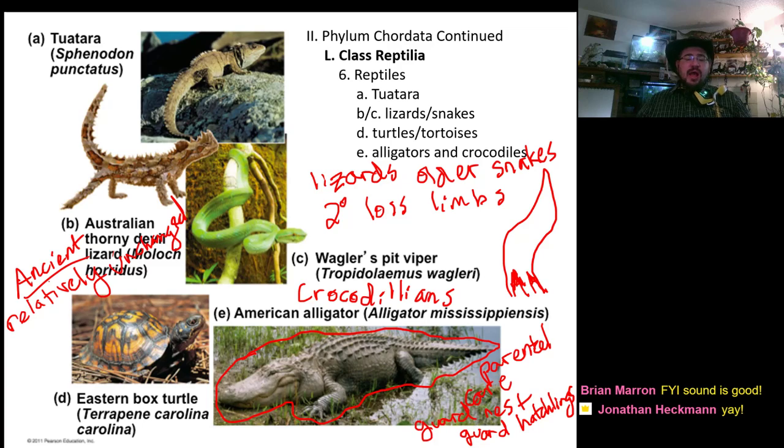And crocodiles and alligators were the dominant terrestrial predators for quite a while. There were crocodiles that had evolved the ability to run. They had long running limbs, which is pretty cool. So they have some neat adaptations that their other reptile counterparts do not have.